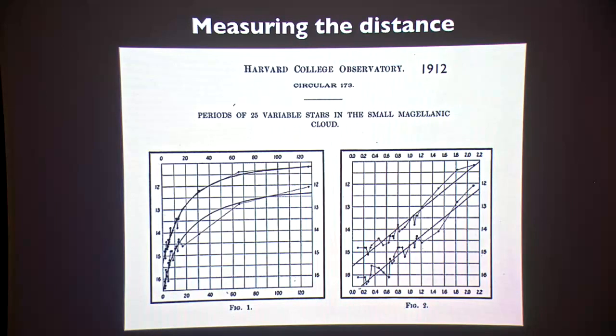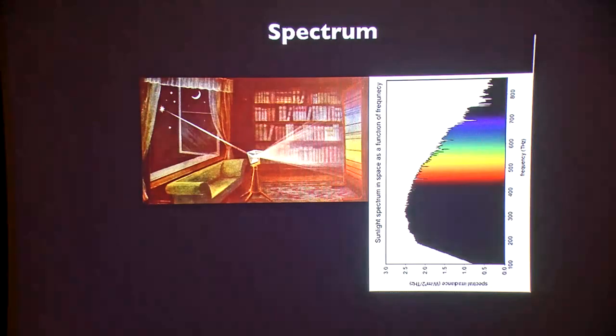If we want to go even further away, we need brighter objects. I won't really talk about them because they're not too relevant for my talk, but you can use supernova data to look even further out. I'll just show one graph with that. So we can measure the distance in this way.